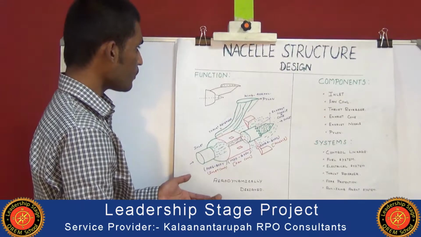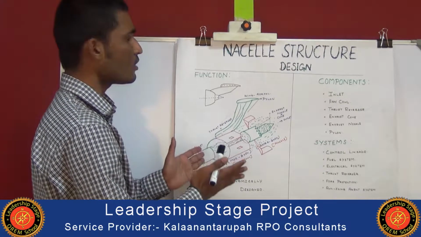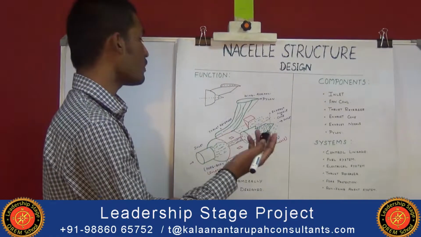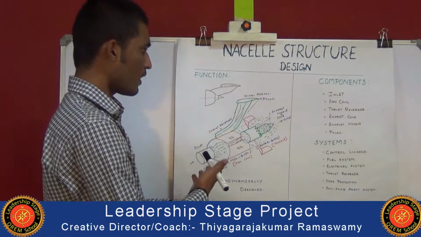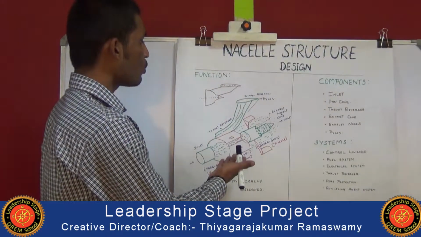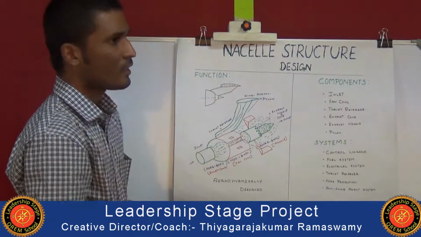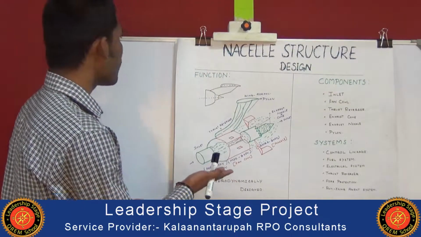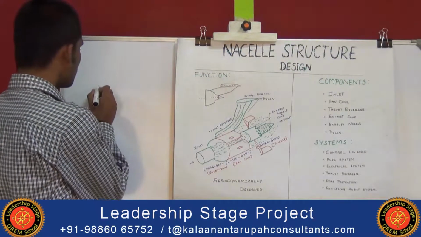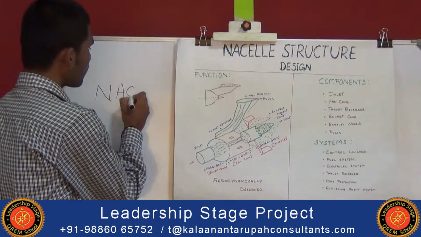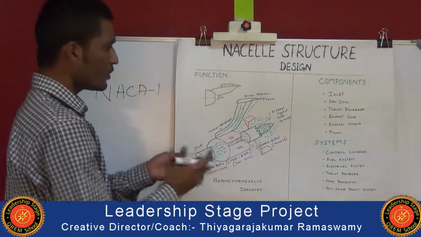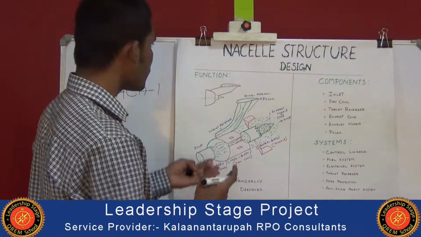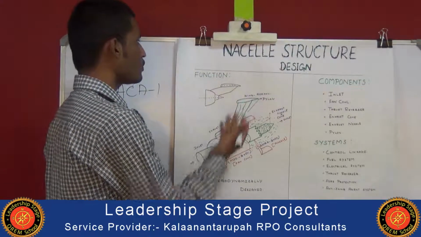And the main functions of the nacelle are reducing the reverse thrust, as well as directing the exhaust through the exhaust nacelle. And it has to be designed aerodynamically, by using NACA 1 design rules, that is the National Advisory Committee for Aeronautics. And it has to be fixed perpendicular to the wing, as well as parallel to the fuselage. Now we are going to see the functions of the nacelle.